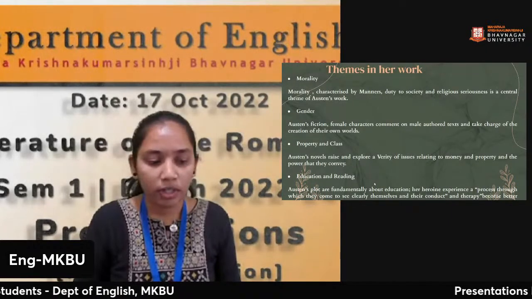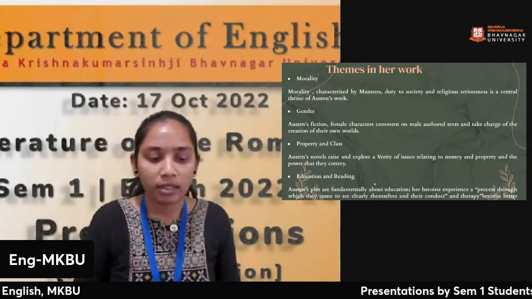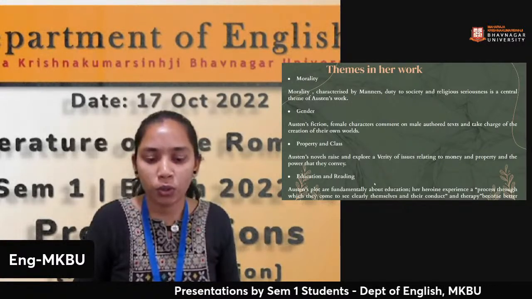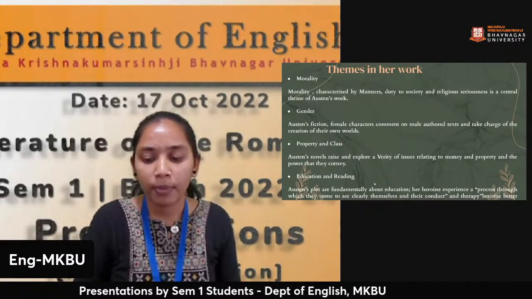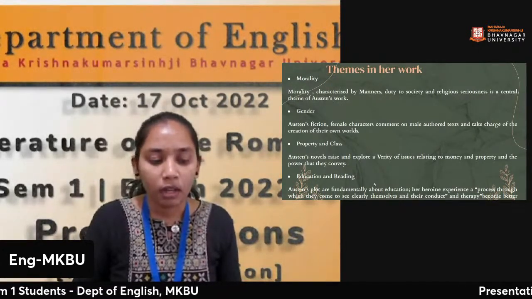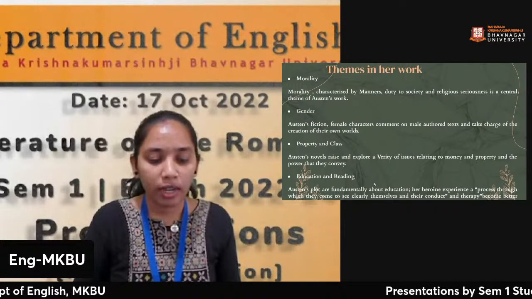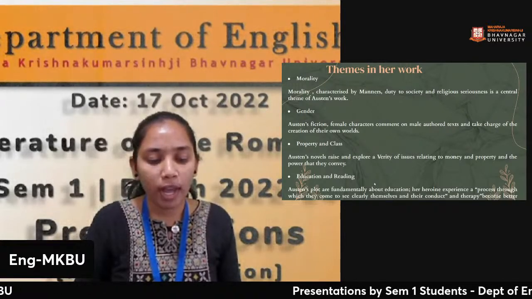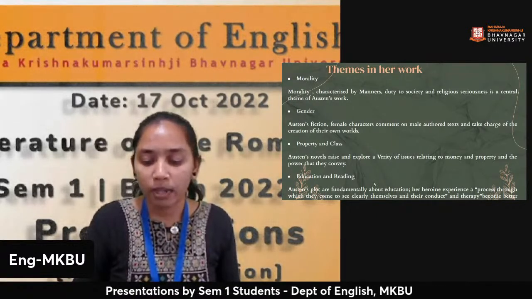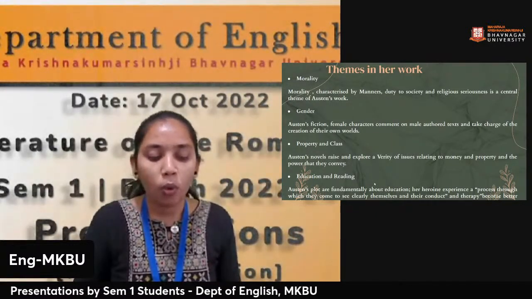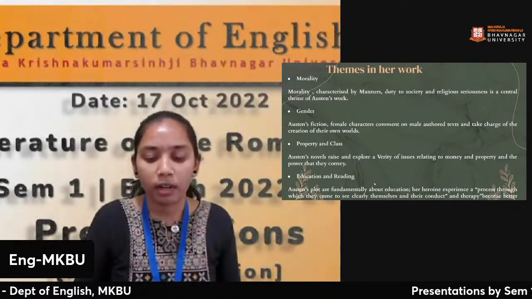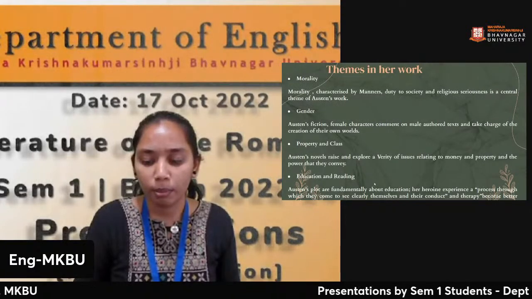Third one is property and class. Austen's novels raise and explore a variety of issues relating to money and property and the power that they convey. Last one is education and reading. Austen's plots are fundamentally about education. Her heroines experience a process through which they come to see clearly themselves and their conduct, and thereby become better.